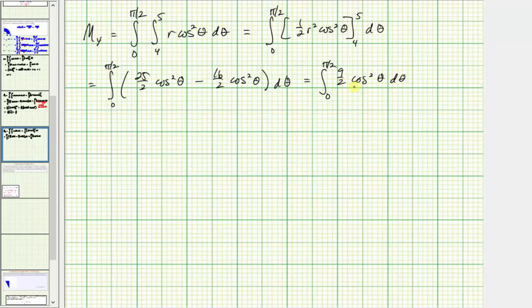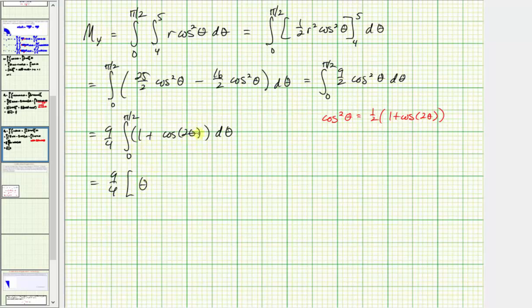From here we'll perform a substitution for cosine squared theta, where cosine squared theta is equal to 1/2 times the quantity 1 plus cosine 2 theta. Because we already have 9 halves here, 9 halves times 1/2 would be 9/4. So we have 9/4 times the integral from 0 to pi divided by 2 of just 1 plus cosine 2 theta d theta. And now we integrate with respect to theta. So we'll have 9/4, and the antiderivative of 1 will be theta.